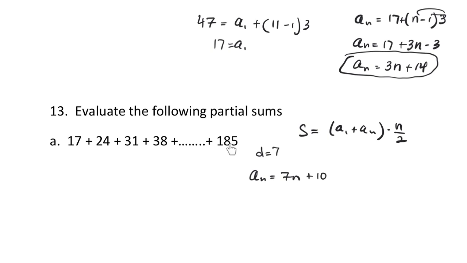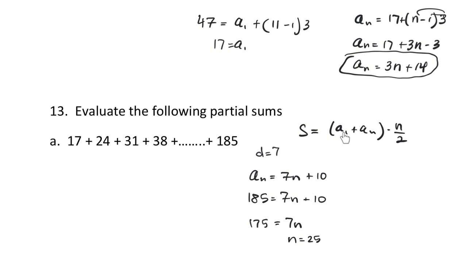Now, for this value, 185, that's an a sub n value. What we don't know is the n value. We don't know which spot in the sequence it is. So this 185 can go right here for a sub n. And we can solve for n. Subtract 10 and divide by 7. So 175 divided by 7 is 25, so n equals 25. That means this is the 25th term in the sequence, so we're adding 25 total terms.